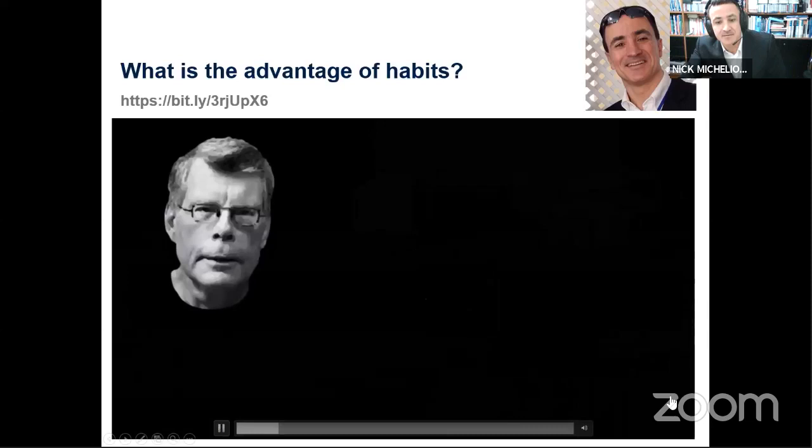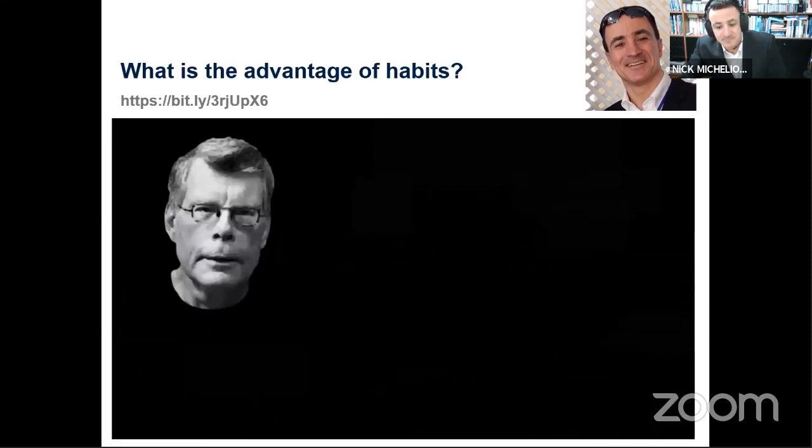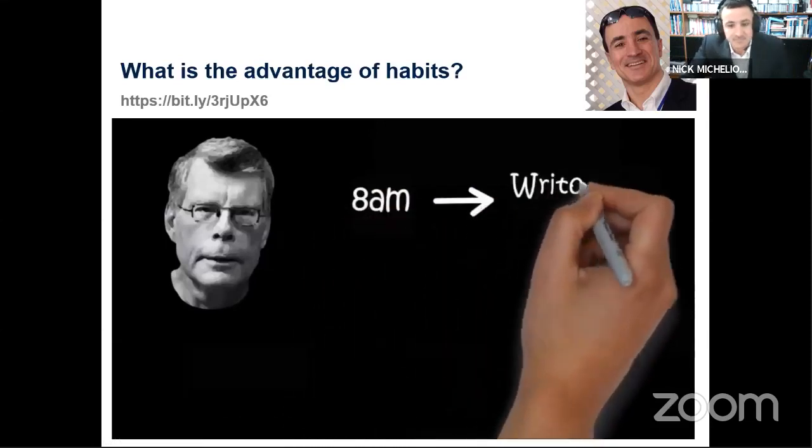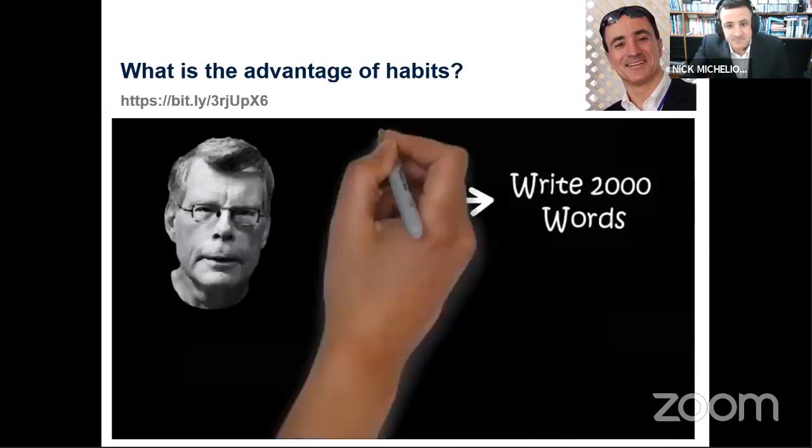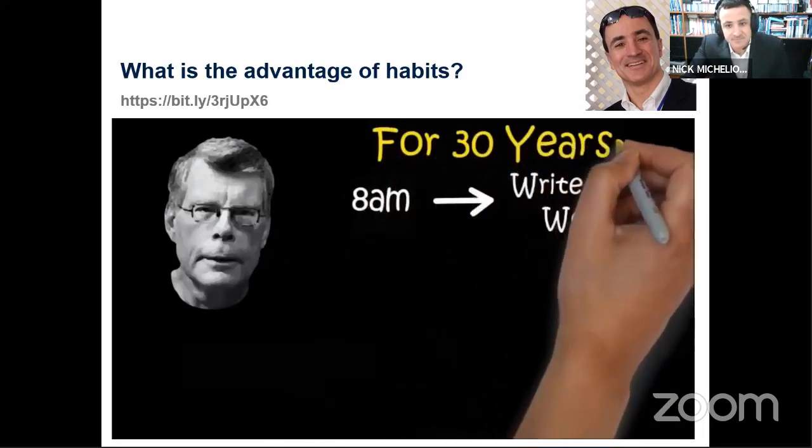When author Stephen King wakes up in the morning, he knows that he'll be sitting down at his desk at 8 a.m. and writing 2,000 words. It's something he's been doing every day for the last 30 years.